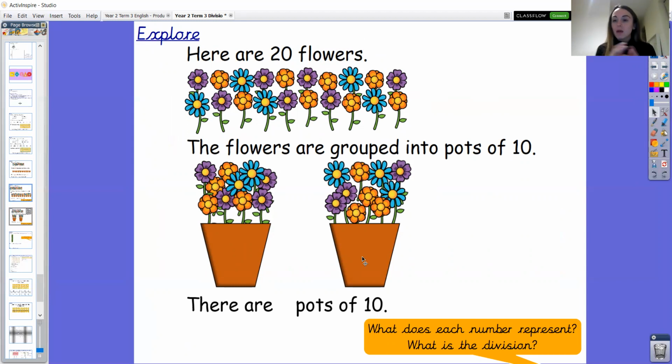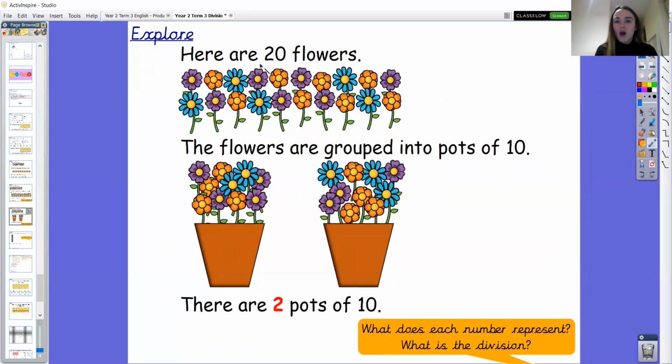Okay, so still an equal amount in each pot. So how many pots of 10 are there, Year 2? Let's say it together. There are 2 pots of 10. Brilliant. Okay, we're going to have a think about what each number represents again. What does the number 20 represent? Well done. The number 20 represents the whole amount, so the number of flowers altogether.